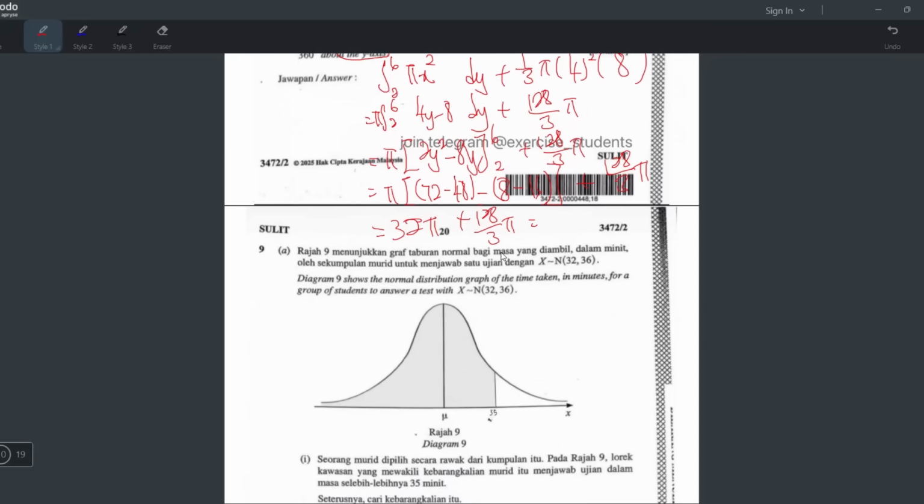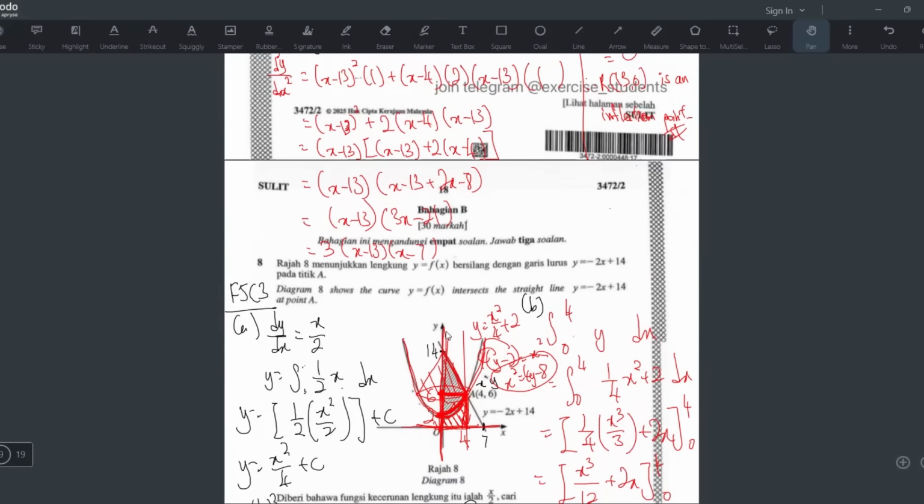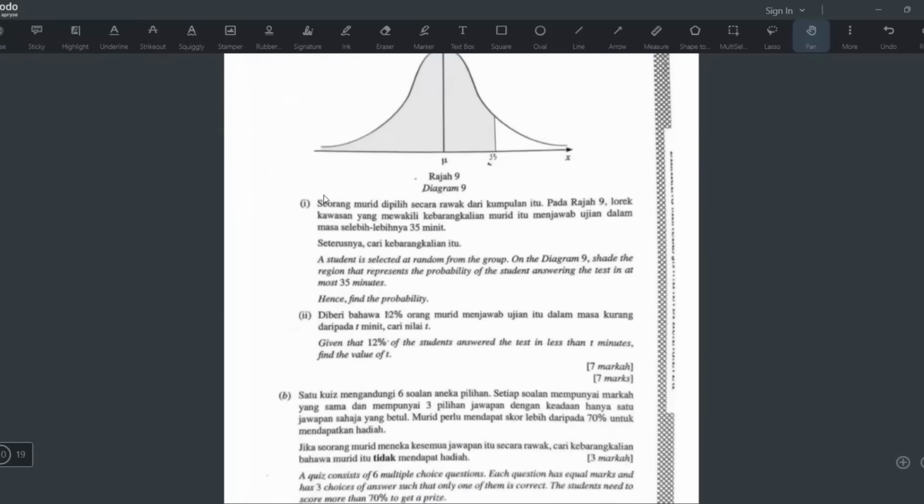So press this, you will get the final answer. 32 plus 128 over 3. The calculator gives me 224 over 3. So let's write the answer here, 224 over 3, and then don't forget the pi. Since it's a volume, I write units cubed. Okay, I think I'm done with the question. So that's how I would do it. All right, let's continue.